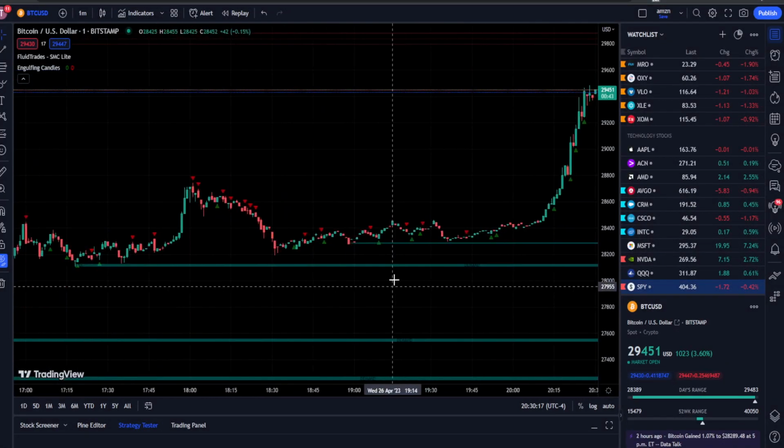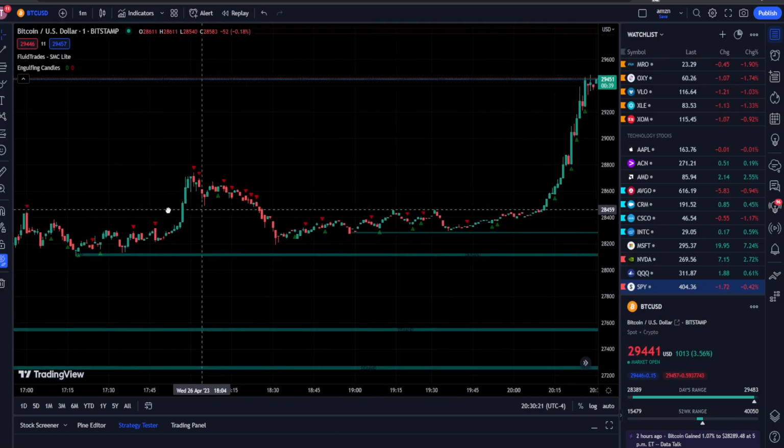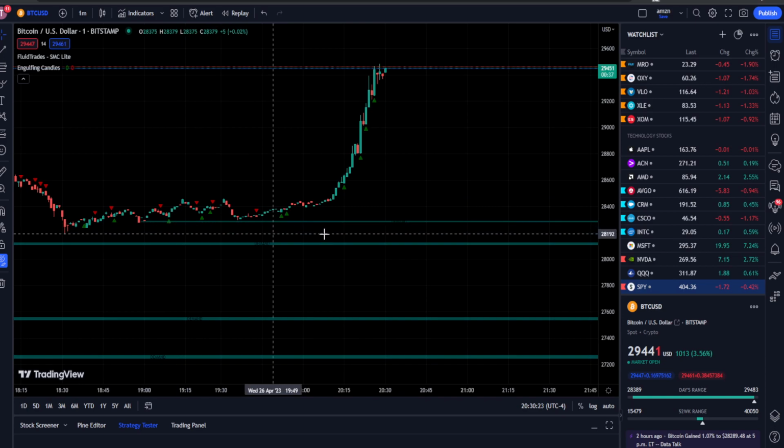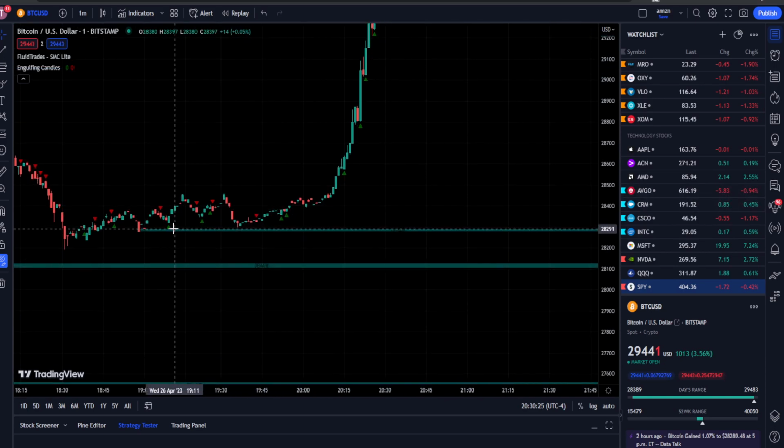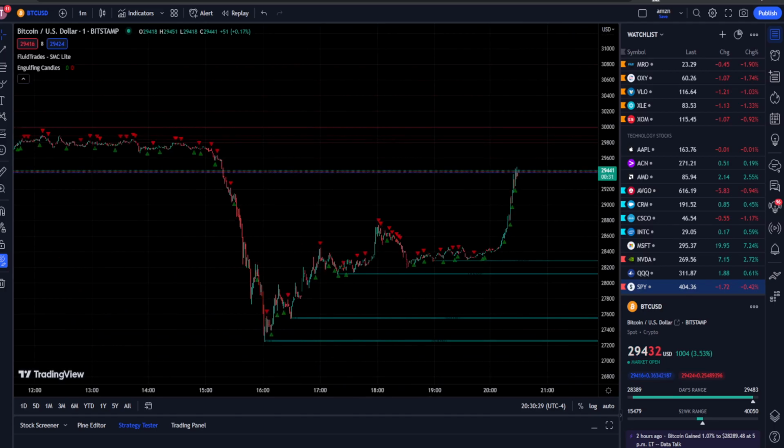On Bitcoin, you see that we tested this old demand. We got a green arrow, then we went up, and so forth. We got another demand level, green arrow, we go up. Pretty simple stuff, not too difficult.